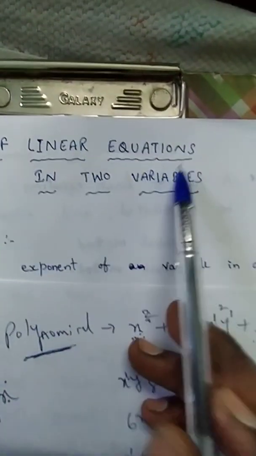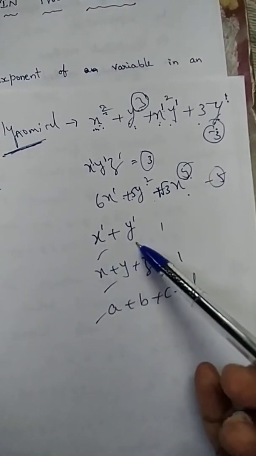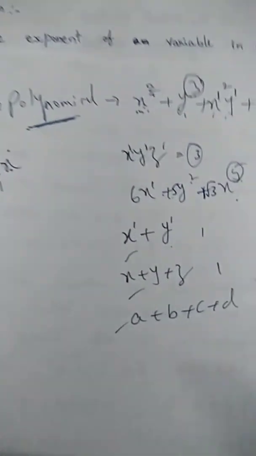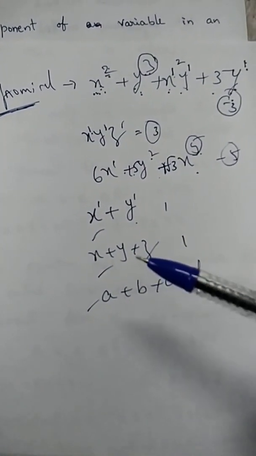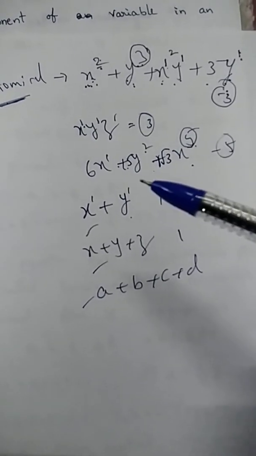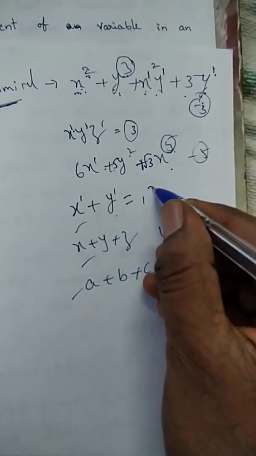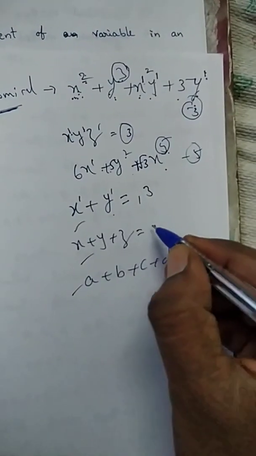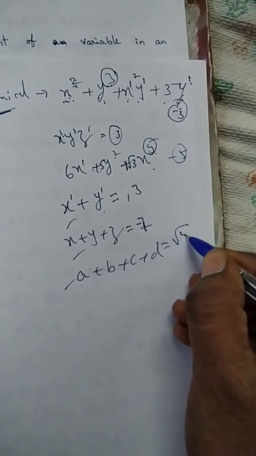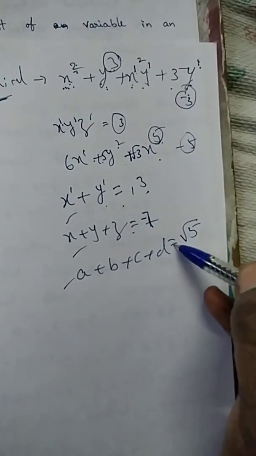Now we are discussing the linear equation, which is called an equation. All these polynomials are expressions only. Algebraic expressions are also there which are not polynomials. So all these are expressions. When the expression is equalized with any constant value, automatically that is called an equation. For example, x plus y is equalized with any constant value, whatever it is, 3. Here it is minus 7. A plus b plus c plus d is equal to root 5. It is equalized with the constant value 3, minus 7, and 5.